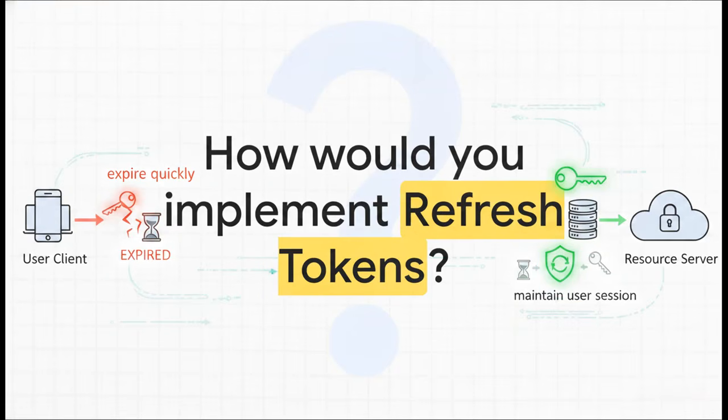So now that you've got a really solid grasp on the core code-to-token exchange, I want you to think about this for your next interview or project. Access tokens are intentionally designed to expire super quickly, right? Often in just an hour, just to limit the damage if they somehow get stolen. So how exactly would you architect refresh tokens to maintain a user session in the background when that initial access token inevitably expires, without forcing them to log in all over again? Ponder that system design challenge, and we'll see you in the next explainer.